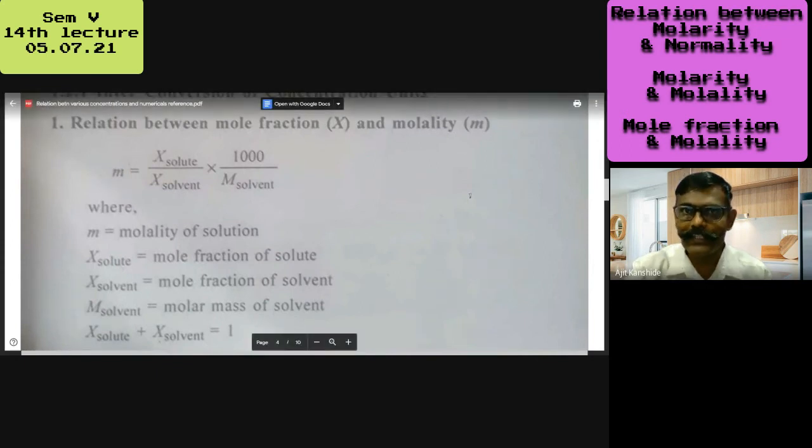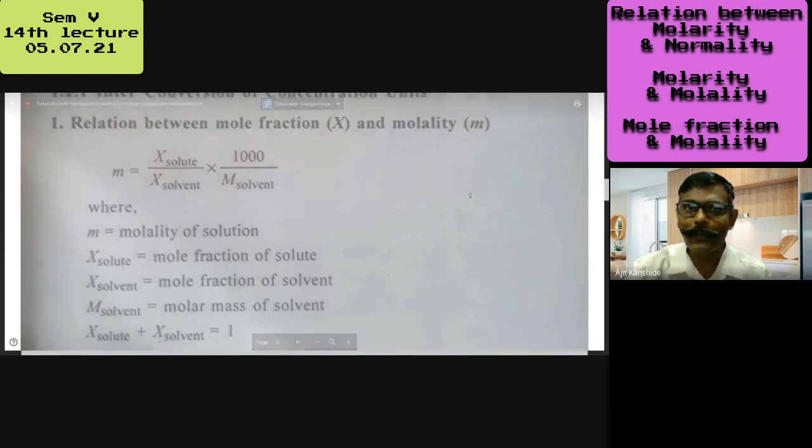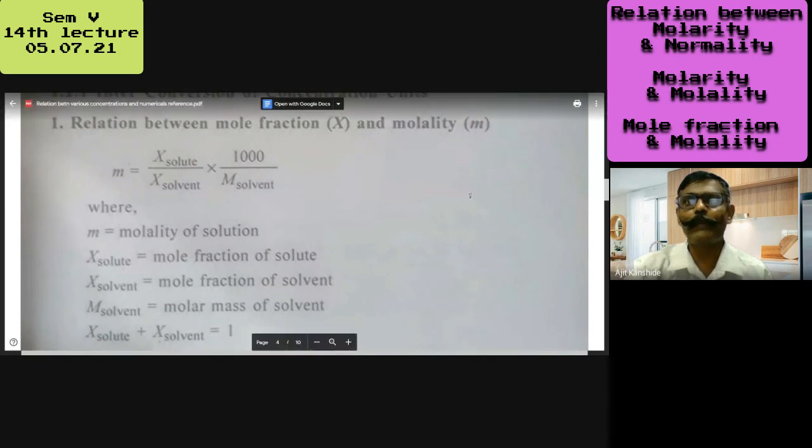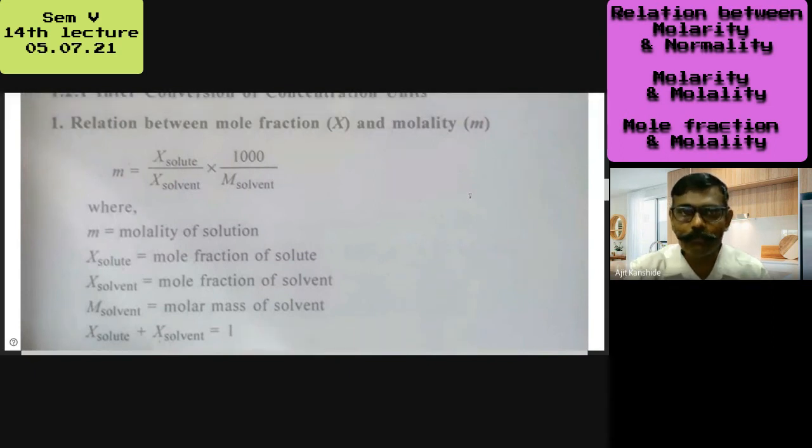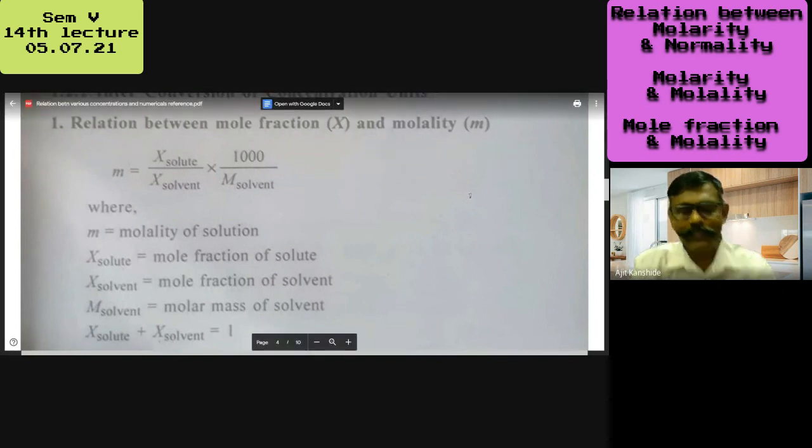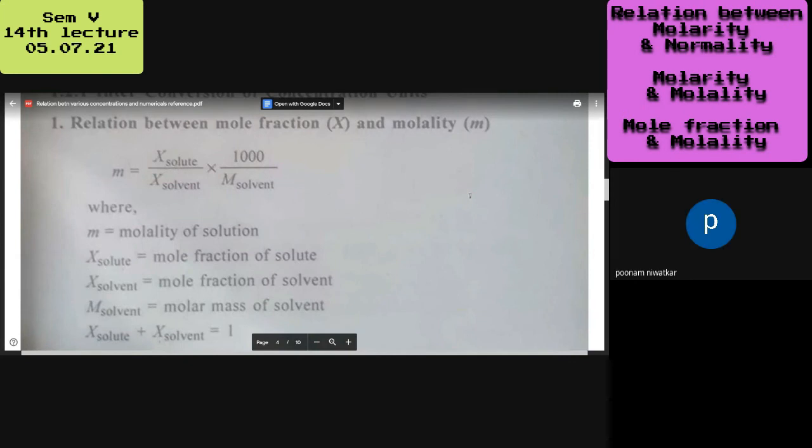Therefore, molality is equal to, actually it's a mole fraction of solute, but it is representing the number of moles of solute. Actually it's a mole fraction of solvent, but it is representing the number of moles of solvent. Number of moles of solvent into molar mass means mass of solvent in gram, but I want it in kilogram, so I have to divide by 1000. During division, that 1000 will go upside. Is the concept clear now about this relationship? Yes, sir.